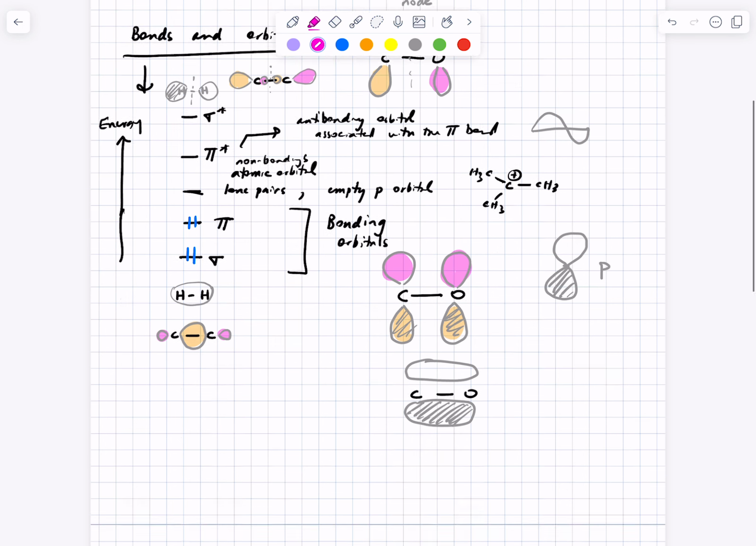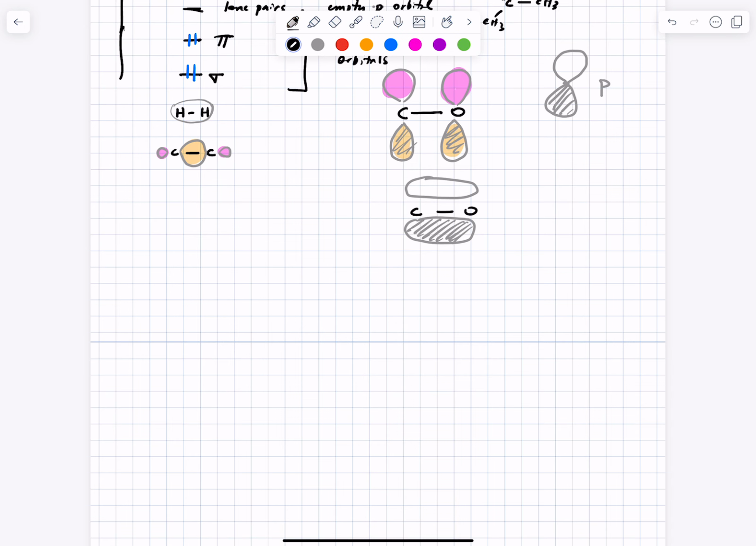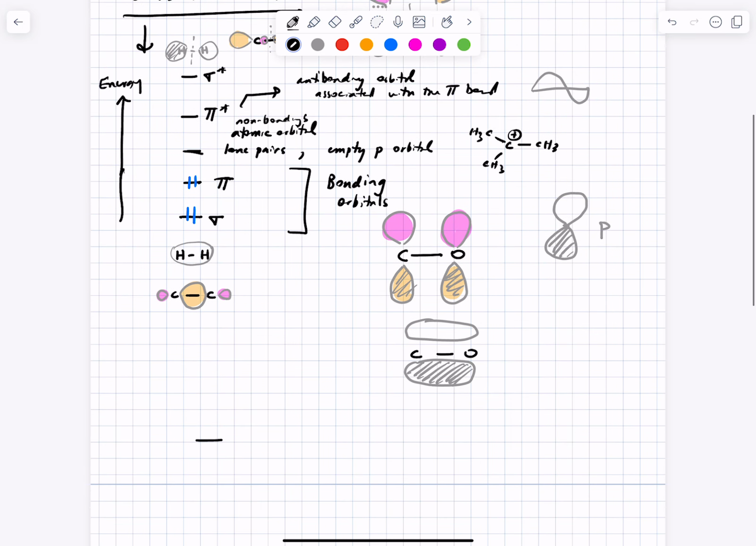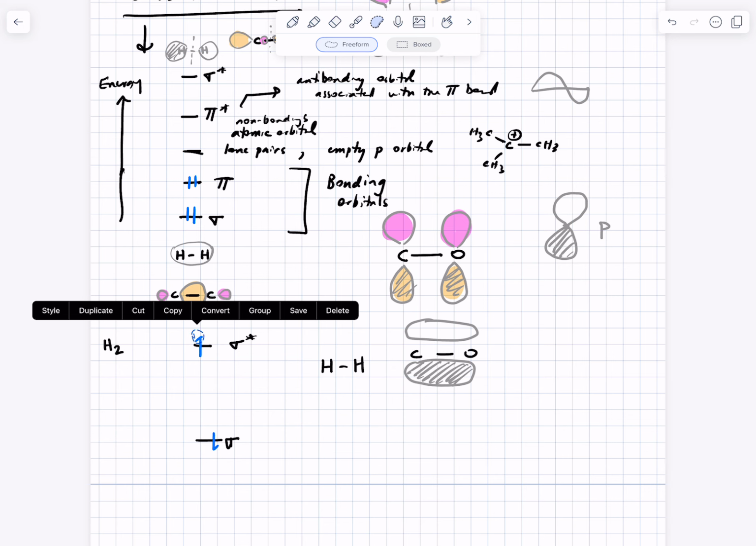The simplest demonstration of this is in the molecule hydrogen itself. I've already shown you what the sigma and sigma star orbitals for hydrogen look like. So here's the sigma bonding orbital. Here's the sigma star antibonding orbital for H2, which we can draw like this. 2 electrons in a bonding orbital, an antibonding orbital that's empty. What happens if I promote an electron using light or energy of some kind, promote an electron from the bonding orbital to the antibonding orbital?